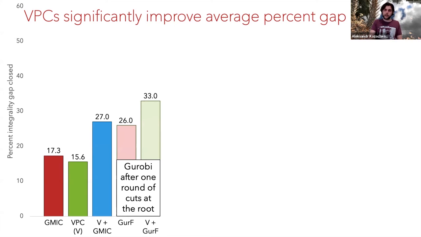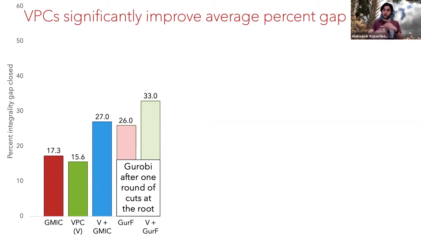We also tested this within a solver, not just with Gomory mixed integer cuts, actually. We tested how our cuts, the V-polyhedral cuts, interact with whatever Gurobi decides to add by default. So this is now no longer Gomory cuts, it could be all sorts of cuts. And what we see is that Gurobi, after the first round of cuts, closes 26% of the gap. But with V-polyhedral cuts, there's an additional 7% of the gap that can be closed.